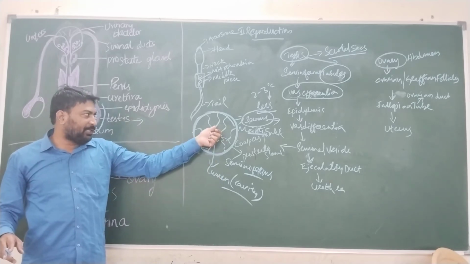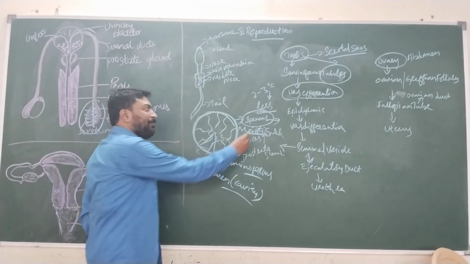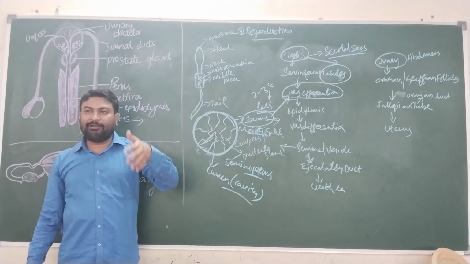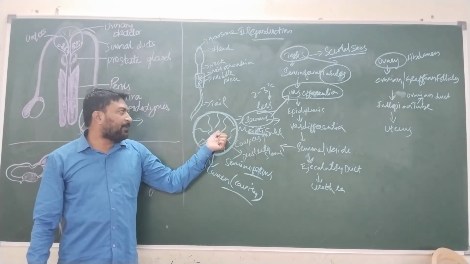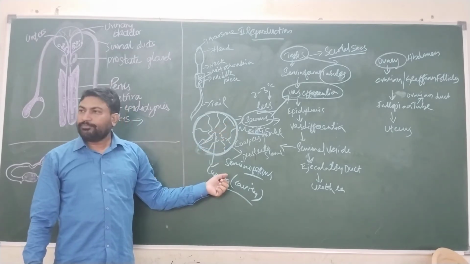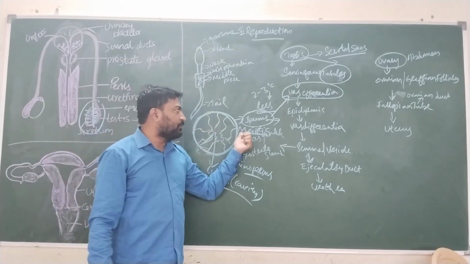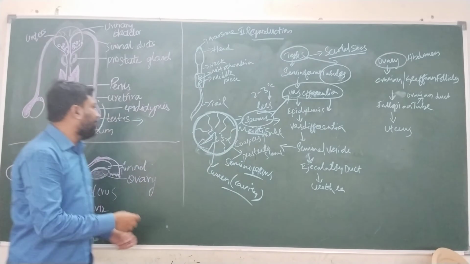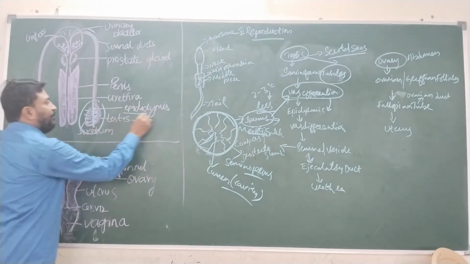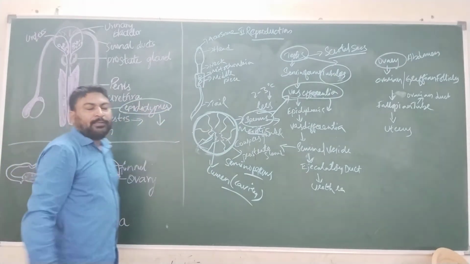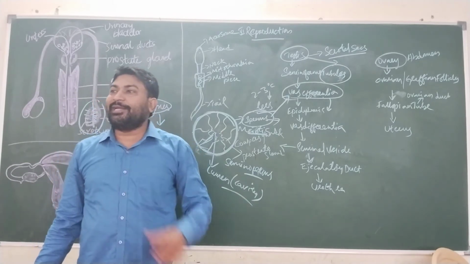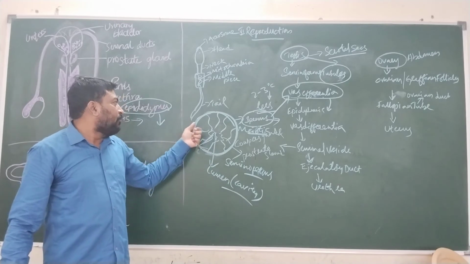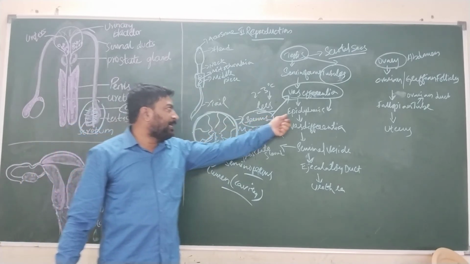Sperms are produced inside the seminiferous tubules and collected by vas efferentia. These are finger-like projections that collect the sperms present inside the cavity of the seminiferous tubules. From vas efferentia, they move into a part known as epididymis, where the sperms are stored temporarily.